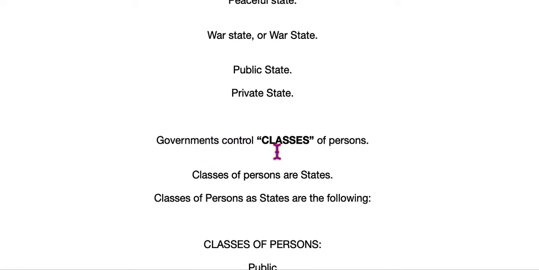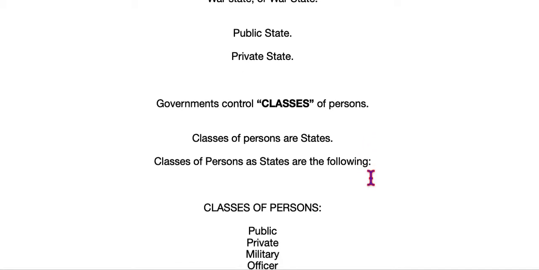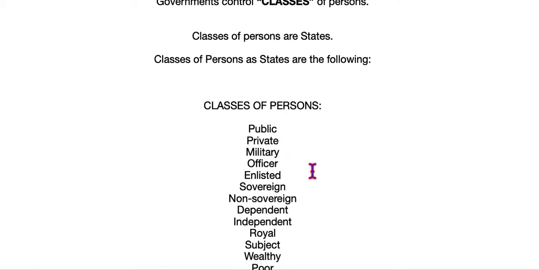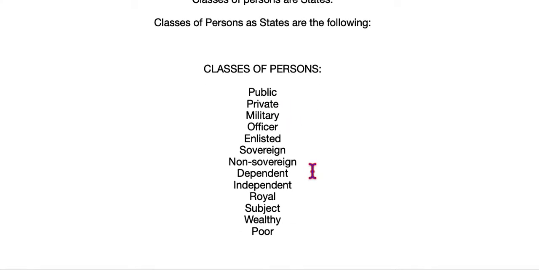So the federal government controls classes of persons that are in the dependent states, so the military and the civil servants. Classes of persons are states, and classes of persons as states are, for example, the following: public, private, military, officer, enlisted, sovereign, non-sovereign, dependent, independent, royal, such as a royal state and its relationship to its subjects, wealthy and poor.